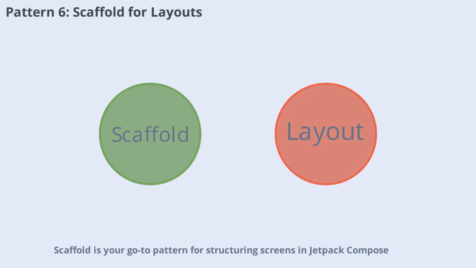Scaffold is your go-to pattern for structuring screens in Jetpack Compose. It provides slots for common UI elements like TopBar, BottomNav, and FloatingActionButton. Using Scaffold makes your layouts consistent and easy to manage. It's like ConstraintLayout, but much friendlier. With Scaffold, you can focus on building features instead of wrestling with layout code.